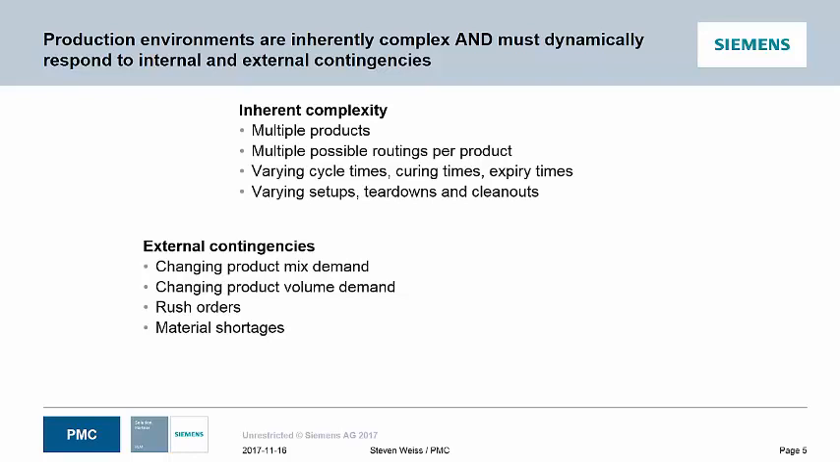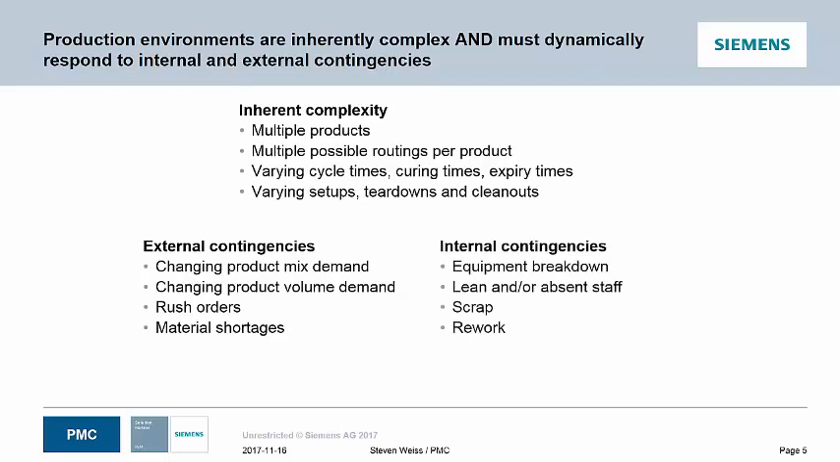Frequently, there are rush orders, and a customer will insist that their particular sales order push to the head of the queue. Some orders, however, might be delayed by unexpected material shortages. So these external contingencies are all beyond the production facility's control.